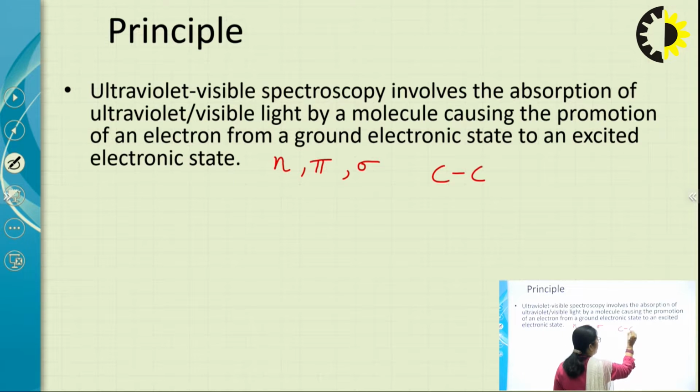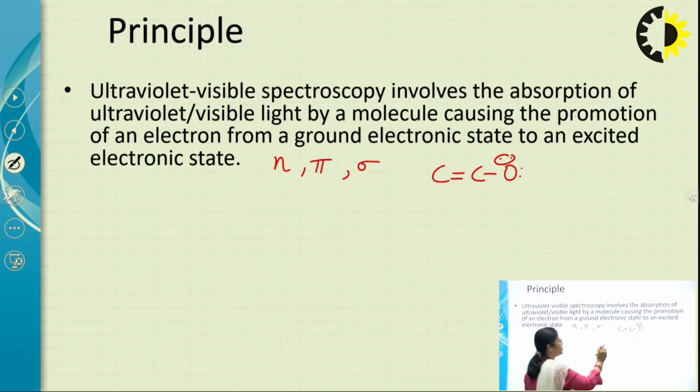This is a sigma bond, this is a pi bond, and if there is an atom containing a lone pair of electrons, these electrons are non-bonding electrons, which are N electrons. So, three types of electrons are present in a molecule: the sigma, pi and the N electrons. This spectroscopy involves the transition of these three types of electrons from the ground state to the excited state.